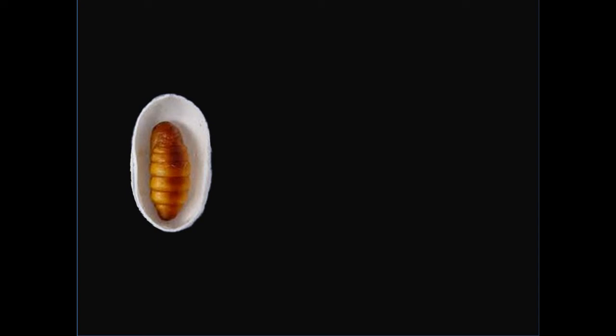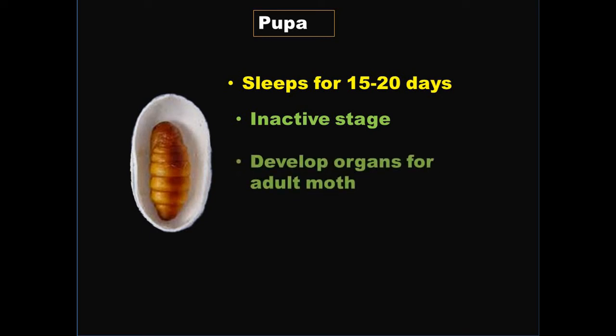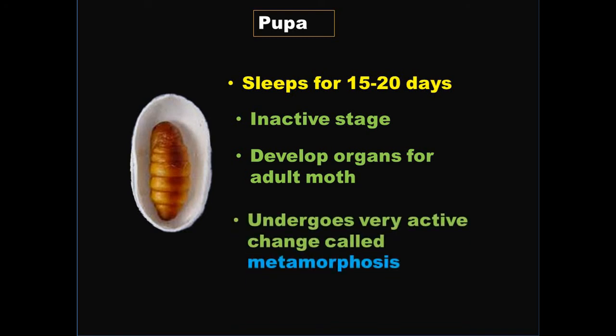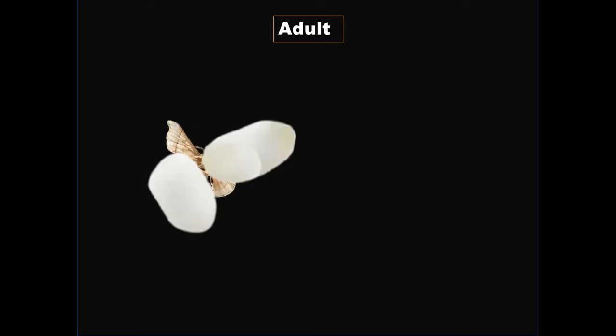Once the cocoon is completed, the larva inside it sleeps for about 15 to 20 days, and this stage is called the pupal stage. In this stage, the pupa remains inactive and does not move, and starts developing the organs for the adult moth. And this process of active changing is called metamorphosis. After the complete development inside the cocoon, the adult stage is reached. Then the adult moth breaks the cocoon and flies away.